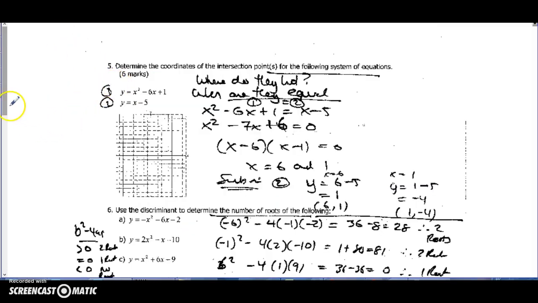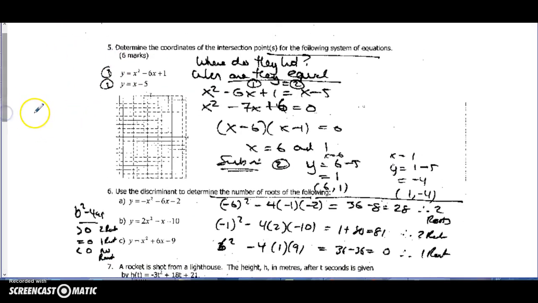I know I'm whipping through it. Let's find the system of linear equations. Don't forget, there's individual videos on all this stuff. You can find it on our site.